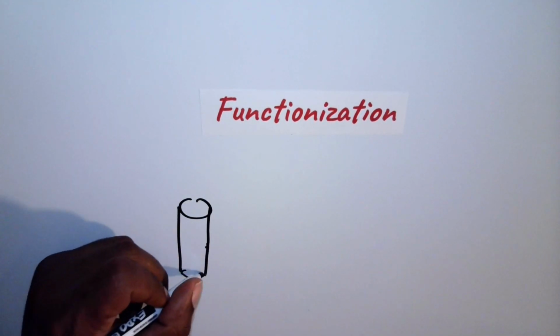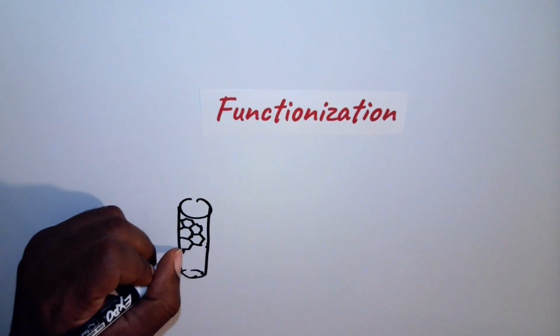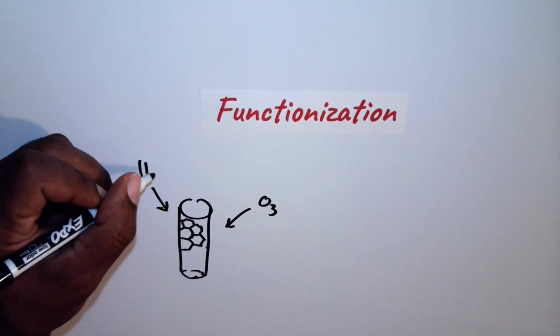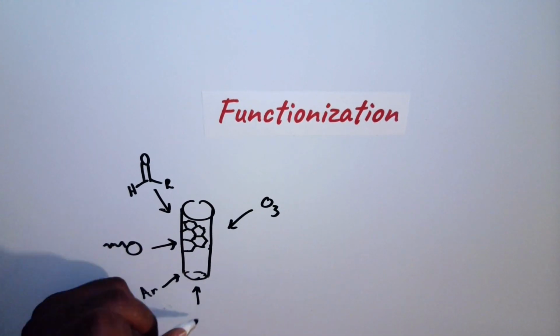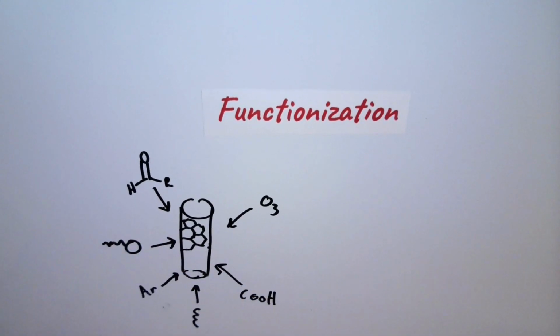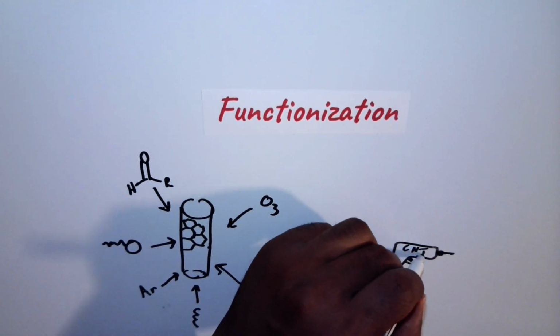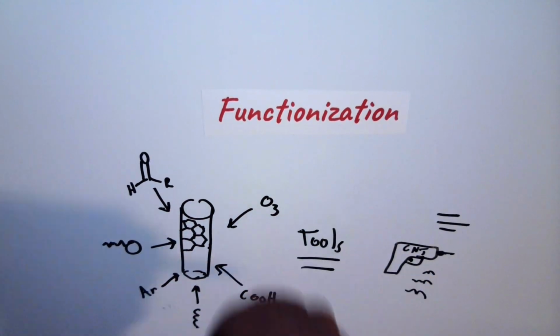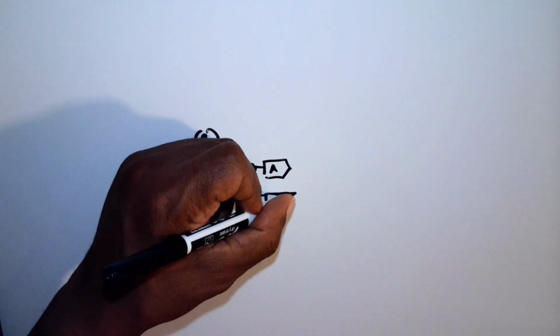Functionalization means adding specific chemical groups to the carbon nanotube, just like you add a certain attachment to a power tool in order to do a specific task. This allows carbon nanotubes to be used for applications such as biosensors, aircraft structures, and wastewater treatment. One of the popular ways of functionalizing a carbon nanotube is by using single-stranded DNA.